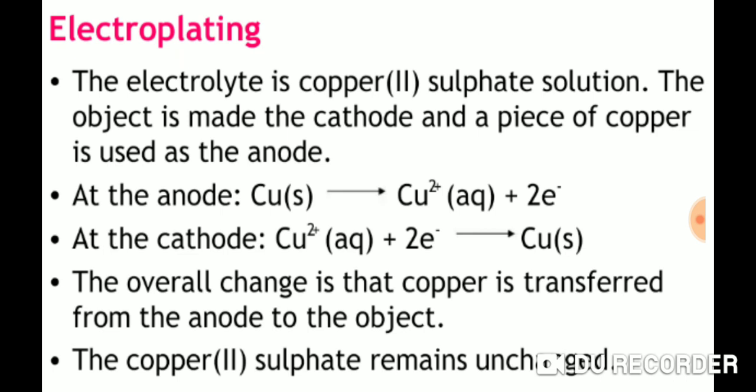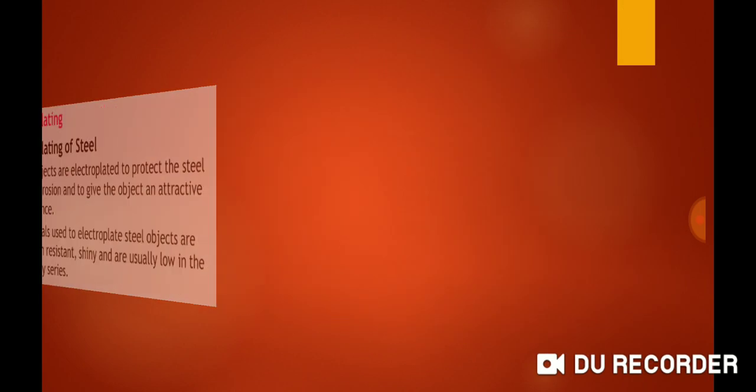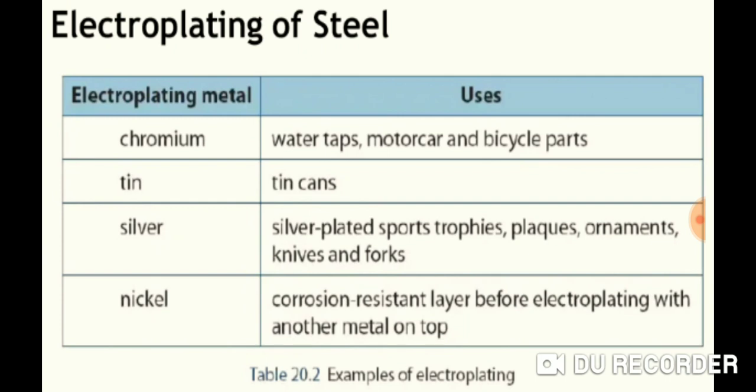So copper sulfate solution remains unchanged. Keep in mind, when we do the electroplating, constant current should be passed for a longer period of time. Similarly, electroplating of steel. Steel objects are electroplated to protect the steel from corrosion and to give the object an attractive appearance. The metals used to electroplate steel objects are corrosion resistant, they must be shiny and usually low in the reactivity series. So electroplating of steel can be done by using chromium.